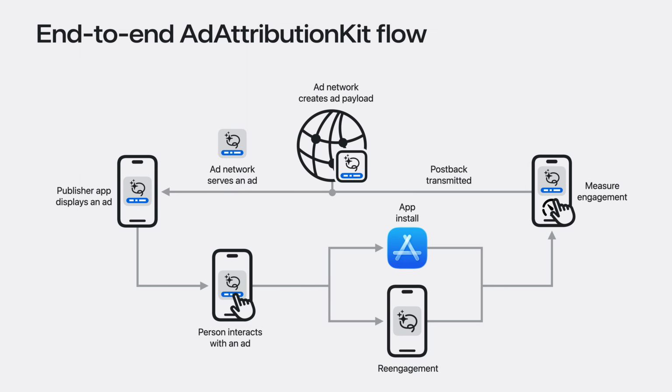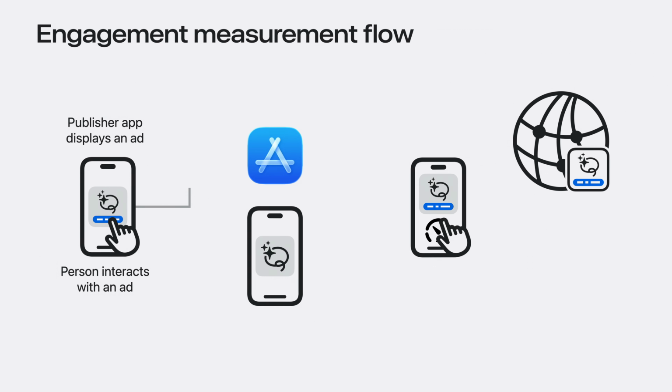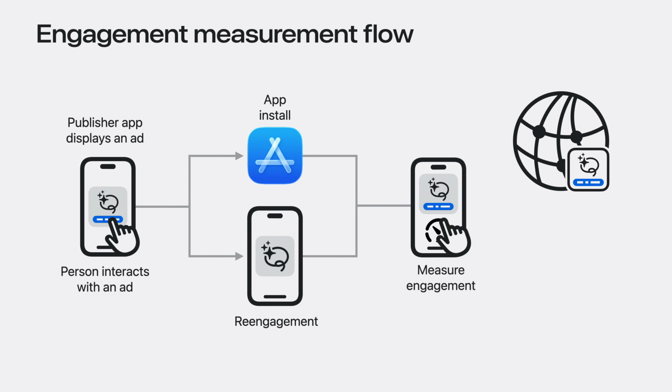Back to the end-to-end ad attribution flow. Now let's focus on postbacks. Postbacks are the outputs of AdAttributionKit, which transmit information about the conversion, such as attribution and user engagement measurement. Postbacks are delivered to the ad networks and optionally to the developers of advertised apps.